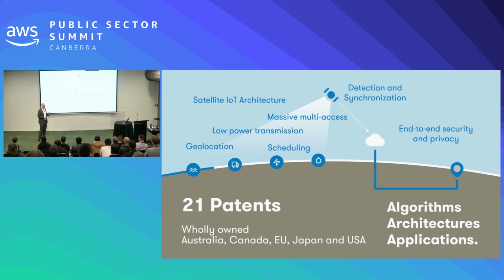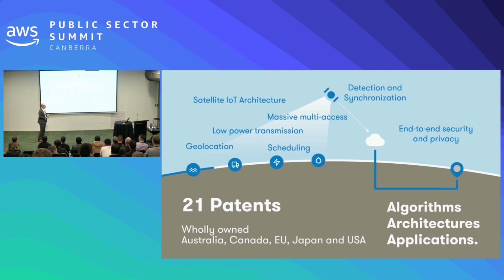And so there's some really deep tech innovation here that covers everything from the algorithms and the architectures through the applications, and that we've filed across 21 patents. So what we're talking about here is a unique capability and differentiating technology.